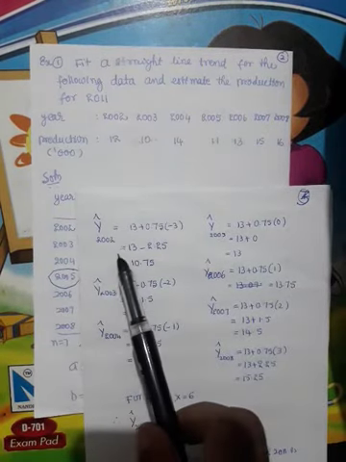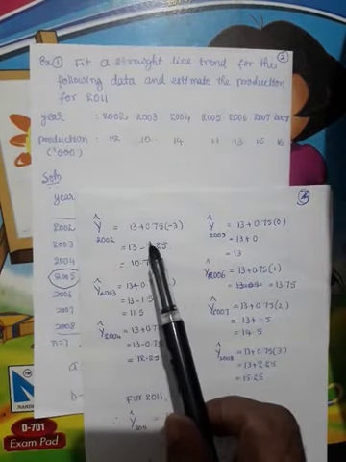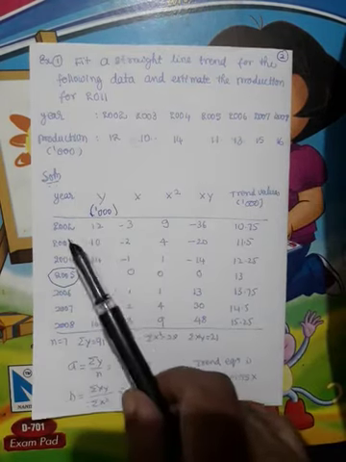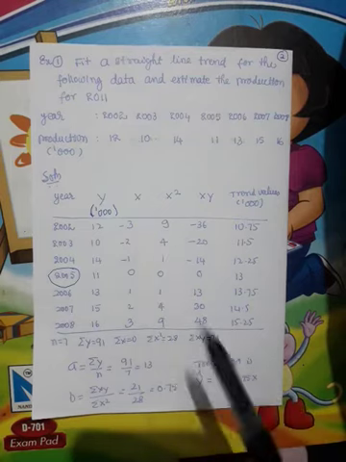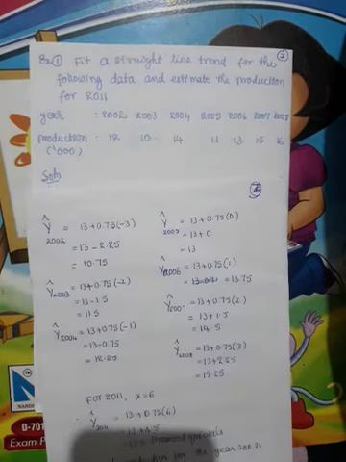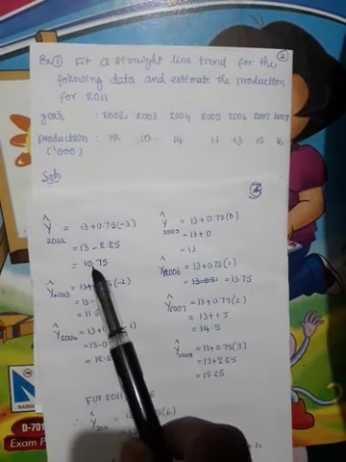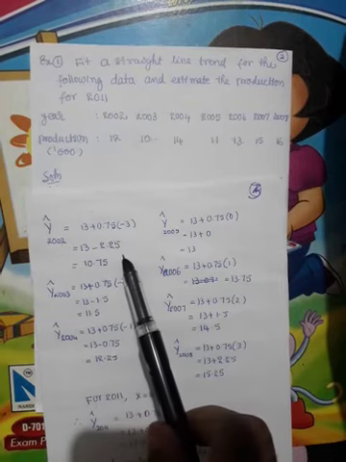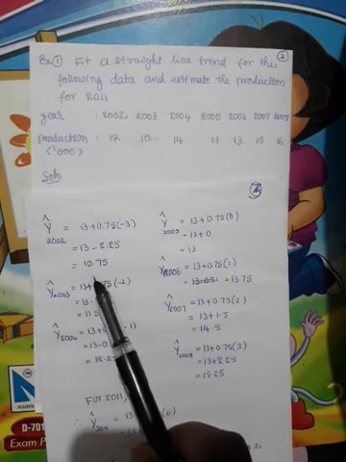You see, y cap for 2002 is equal to 13 plus 0.75 into minus 3. So for 2002, x is equal to minus 3. So that is equal to 13 minus 0.75 into 3, which is 2.25. So subtracting, we get 10.75.